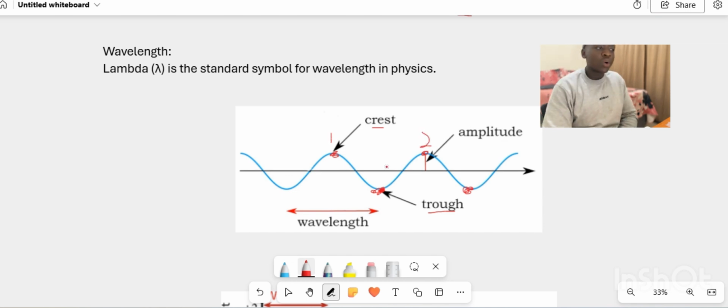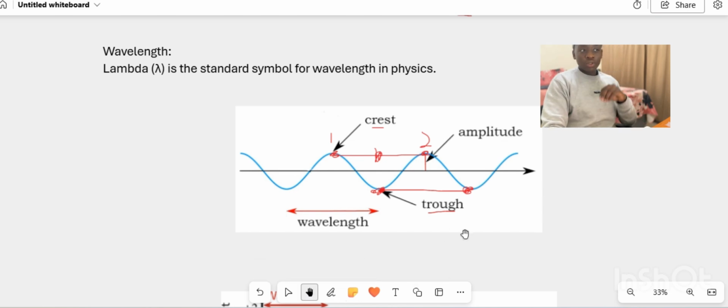So what is a wavelength? The wavelength is actually the distance between this first crest and the second crest. So this distance here, that is the wavelength. It is measured in lambda. And the wavelength can also be measured from trough to trough, the downwards of the wave. So it can also be measured from this point to the other point, because that's successive.